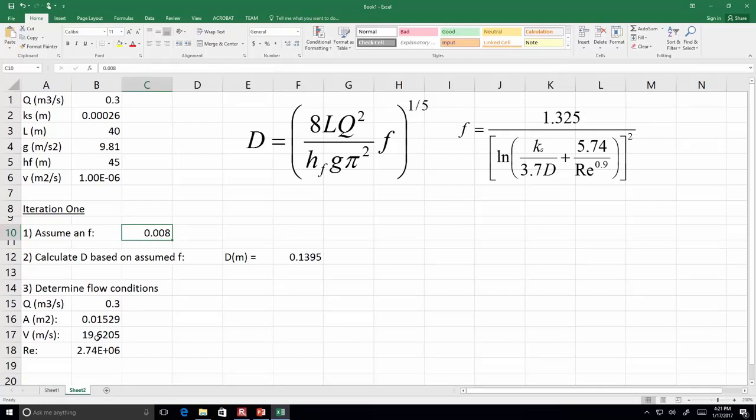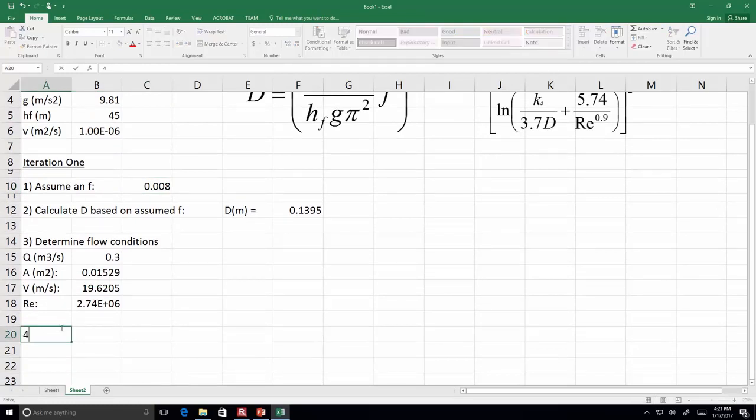But how good was that guess of the F value? So step 4 is going to calculate a new value of f. Using these flow conditions and the calculated d, find an improved f value. Okay, so we're using the Jain equation here. So I'm going to call this f new using the Jain equation.